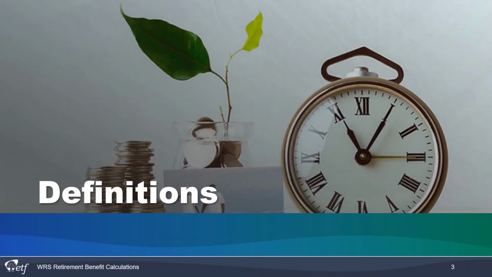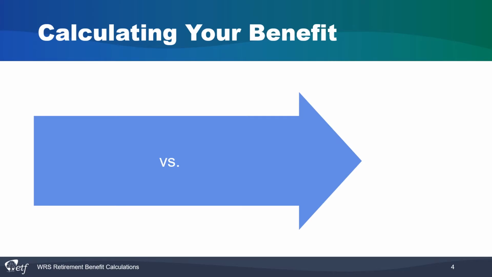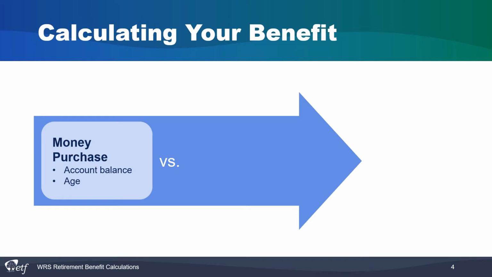First, let's look at the definitions of the two different benefit calculation methods. We compare two different calculations to determine your retirement benefit. The first is the money purchase calculation. This uses your entire account balance at retirement and a factor based on your age at retirement.